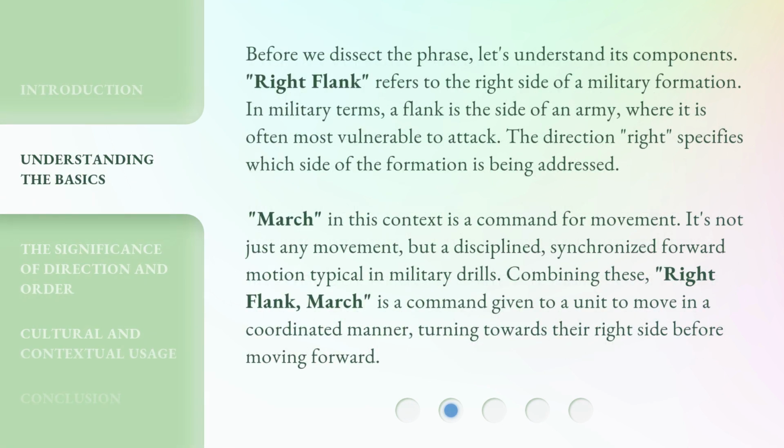Before we dissect the phrase, let's understand its components. Right flank refers to the right side of a military formation. In military terms, a flank is the side of an army, where it is often most vulnerable to attack. The direction, right, specifies which side of the formation is being addressed. March, in this context, is a command for movement. It's not just any movement, but a disciplined, synchronized forward motion typical in military drills. Combining these, right flank, march, is a command given to a unit to move in a coordinated manner, turning towards their right side before moving forward.